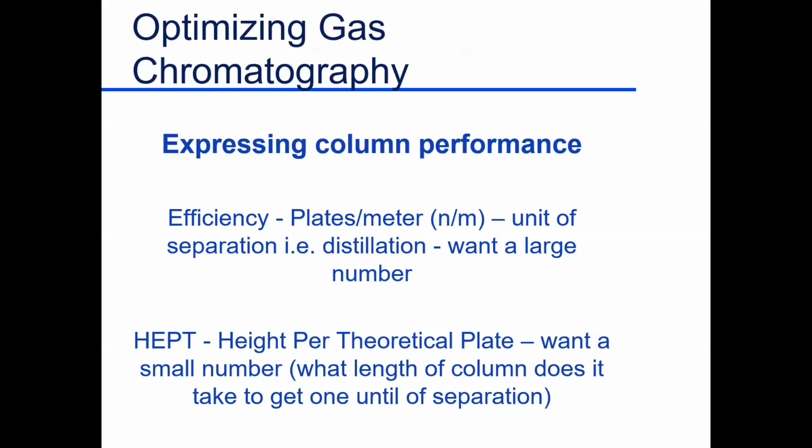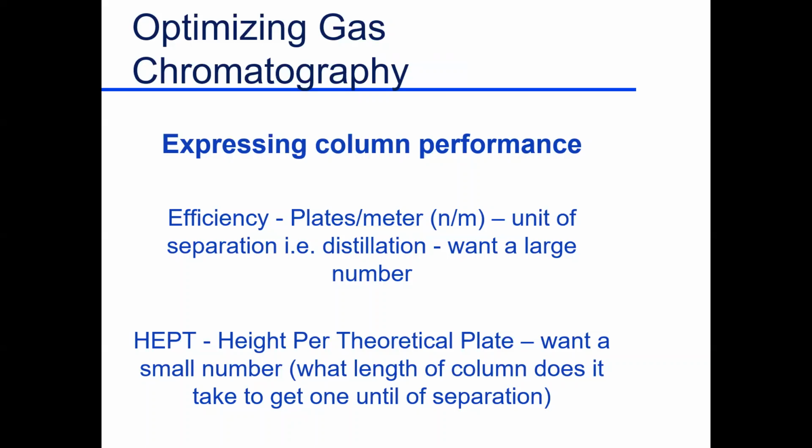Oftentimes, people intermix these two, but they do the same thing, just a little differently. Efficiency, so column efficiency, is the number of theoretical separations you can get per meter of column. So you want that number to be big. We want a really high efficiency column, lots of units of separation that occur. And so we want this number big.